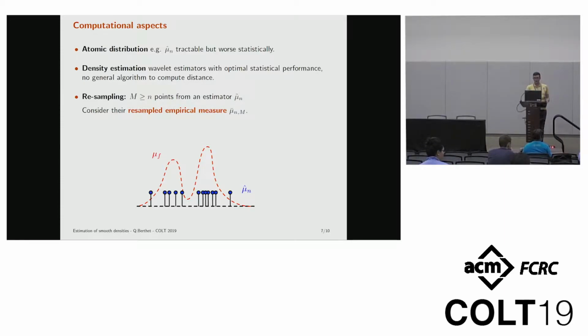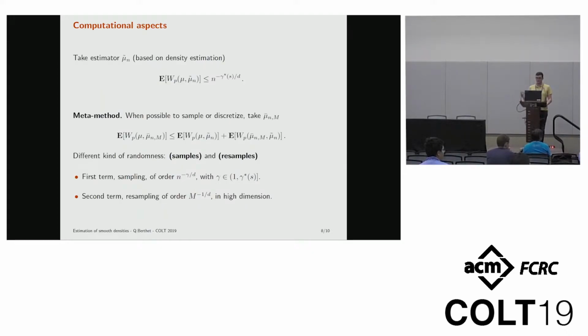So what we do is we say here that we have this density estimator that's better statistically. What we can say is we can forget about the initial points, and we can resample from this estimator, right? So we can resample capital M points, as many as we want, potentially much larger than n, and then we consider this estimator of the measure. And this is something that we can do computations with, and it's based on a density estimator.